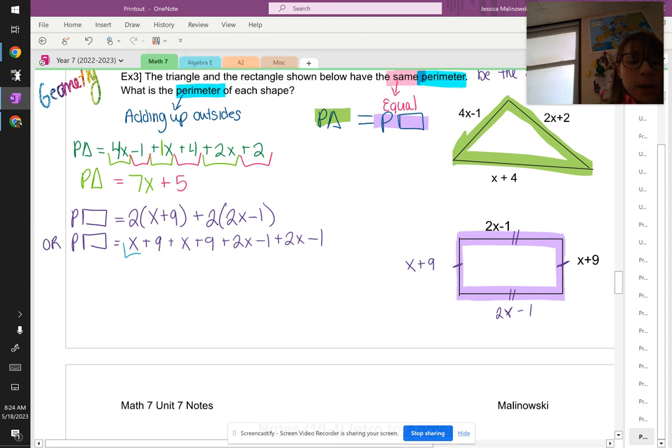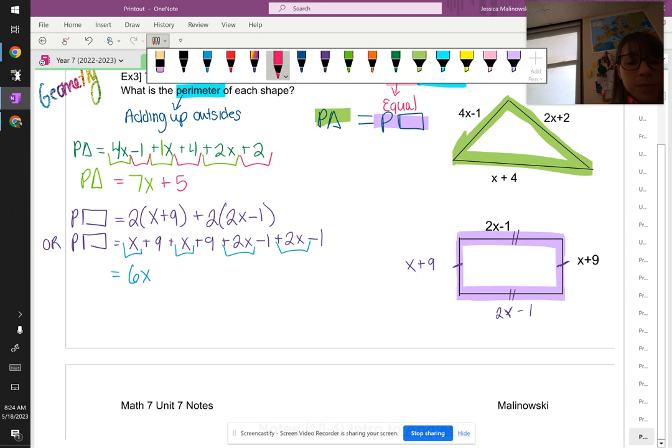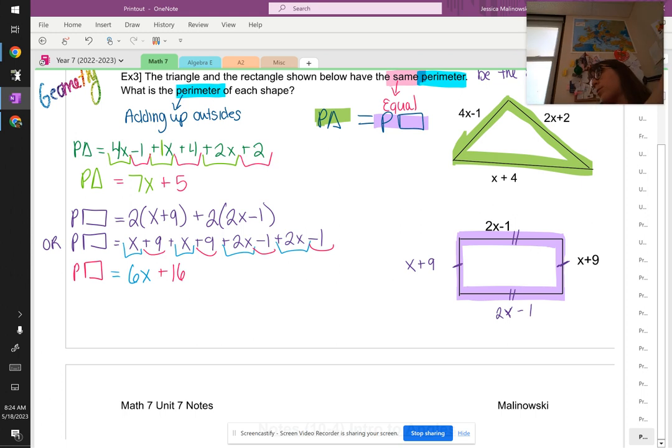Okay, so combining my like terms, x plus x plus x plus x there, plus 2x, I said that wrong, so 2, 4, 5, 6x. And then combining your constants, 9 plus 9 is 18, 18 minus 2 is 16. So the perimeter of your rectangle is 6x plus 16.